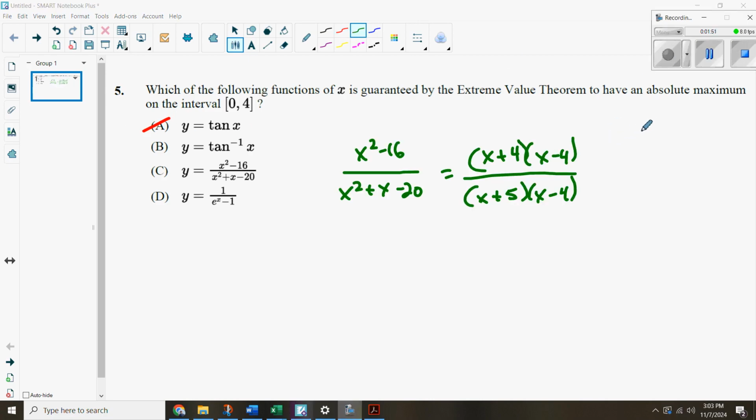Looking at C, I can factor that rational function, as I've just illustrated, and since I have x minus 4 on the top and on the bottom, that would create a hole at x equals 4, and since it has to be continuous over the closed interval, that means it would not exist at 4, so again, it doesn't satisfy the requirement of the extreme value theorem. So that one's gone.